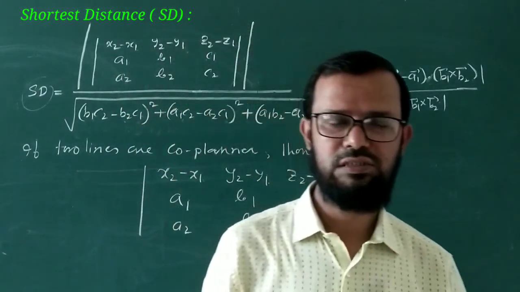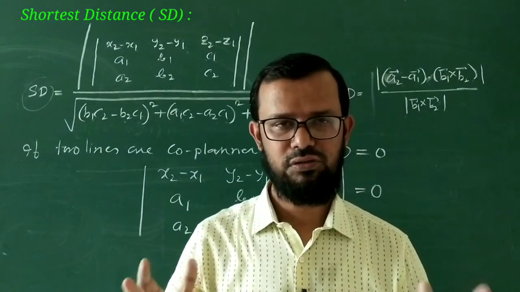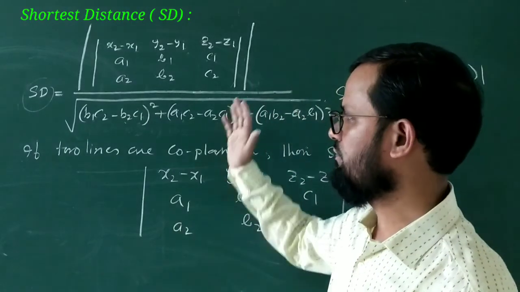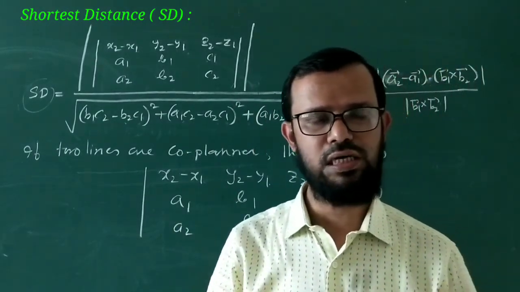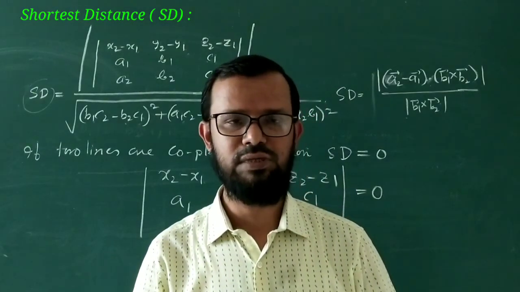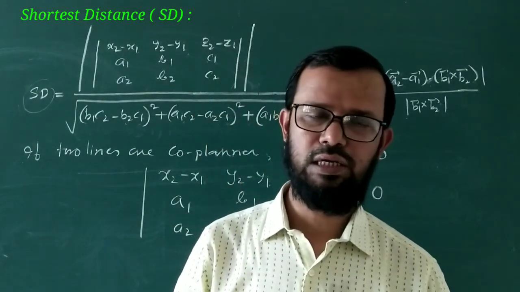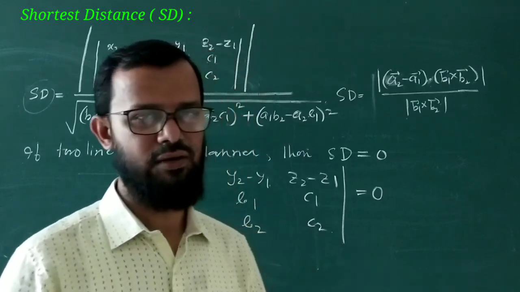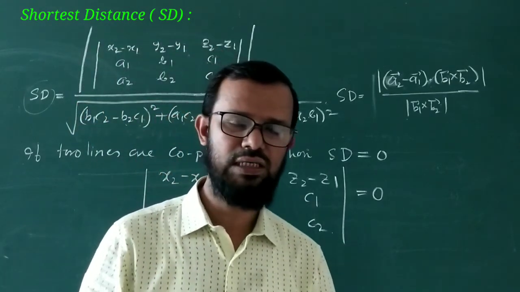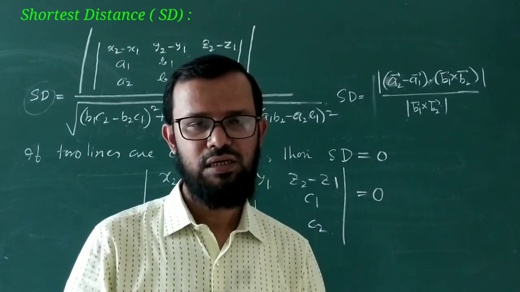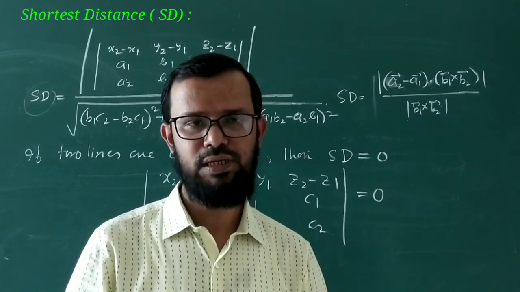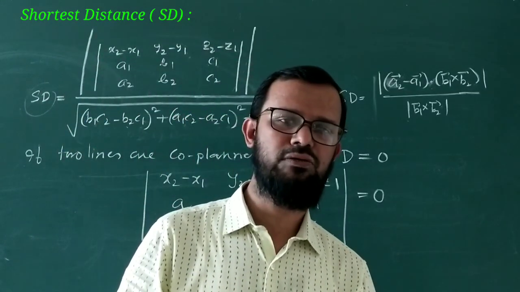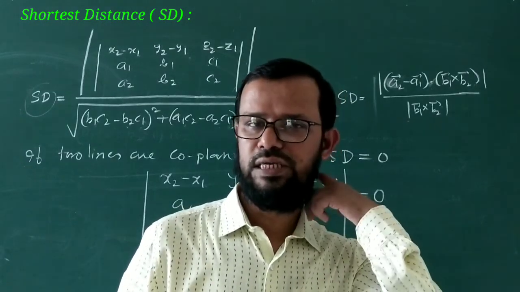I have discussed the shortest distance between two lines, skew lines, also defined skew lines, and discussed the shortest distance between the lines in vector form as well as Cartesian form, and the corresponding condition for two lines to be coplanar. When two lines are coplanar, they are intersecting or may be parallel, and in such cases SD is equal to 0. So I conclude here, and in the next class I will discuss a few questions related to shortest distance. Thank you very much, all the best.